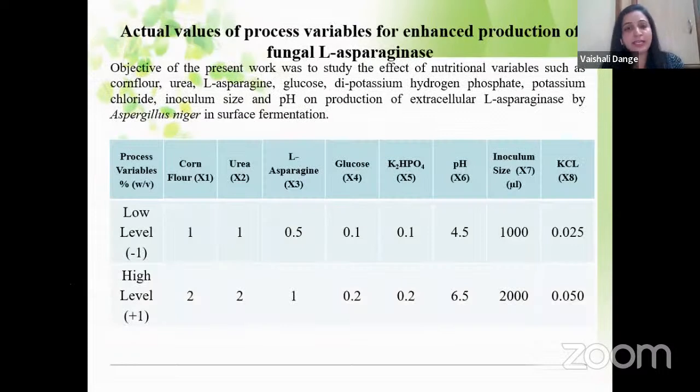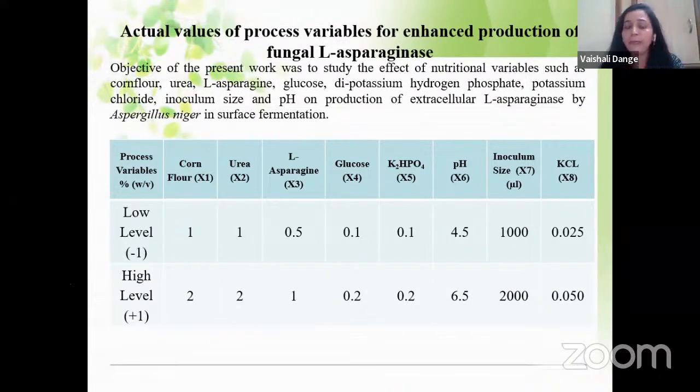Here I have chosen corn flour, urea, and L-asparagine as substrates. That is compulsory because, as we know, the enzyme will not act when there is no substrate. L-asparagine and corn flour are the natural substrates that I have used. Glucose and K2HPO4 are the inorganic salts and carbon sources that I have applied.